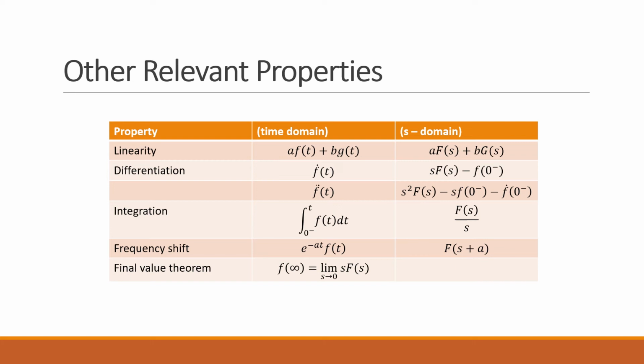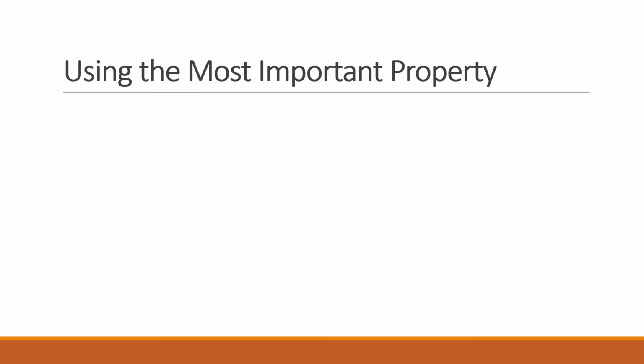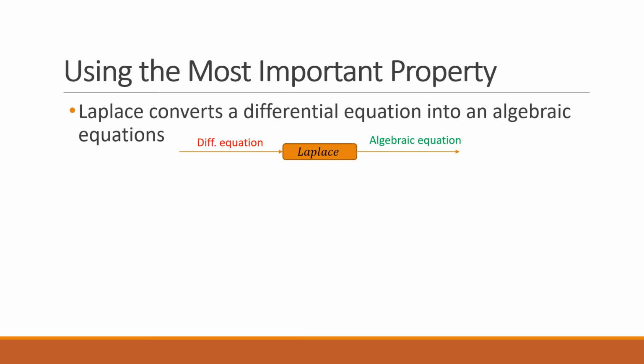Finally, the final value theorem is another important property. It says that the final value, that is the value of a function at infinity, is the same as taking the Laplace version of the function, multiplying it by s, and then setting s equal to 0. But in the end, remember that the most useful property is the derivative property. Using this property, we can convert derivatives into multiplication and hence differential equations into algebraic equations.